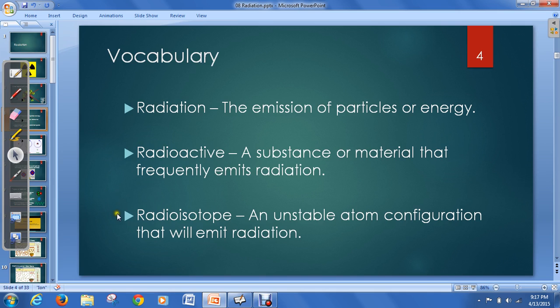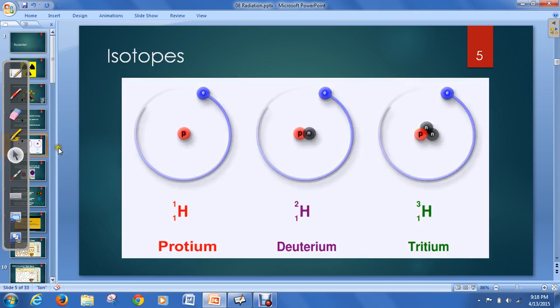Let's look at this term, radioisotope. This is a very important term when it comes to radiation. Before we look at radioisotopes, let's just look at isotope. You probably remember from 8th grade science or another chemistry class that an isotope is when you have different numbers of neutrons in an atom. Let's say we're taking hydrogen, for example. Hydrogen usually just has one proton and one electron. But it also can have one proton, one neutron, and an electron, and it can also have one proton and two neutrons and an electron.